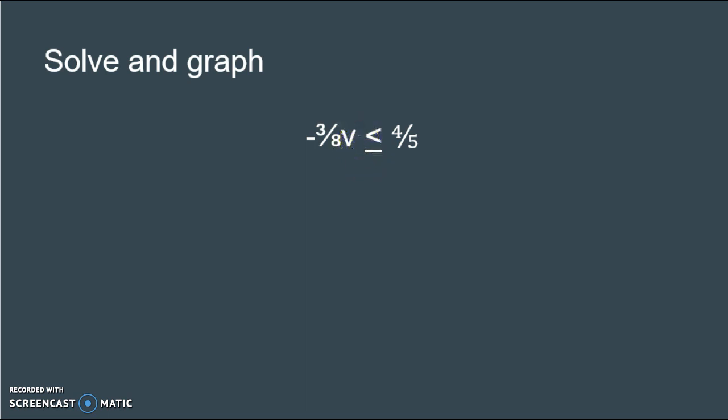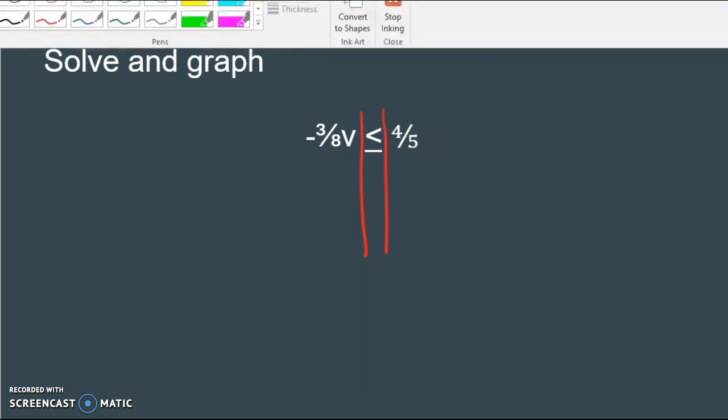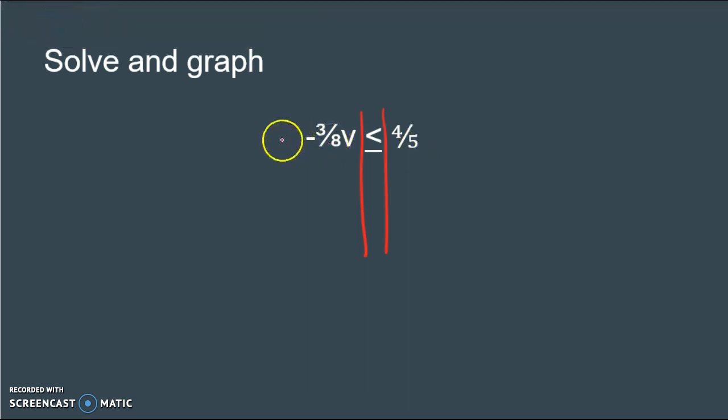Over here, I need to solve and graph this equation. So I'm going to put my train tracks, divide. Actually, there's two ways you can think about this. One way is dividing, but the other way that I like to do it is multiply by the reciprocal. My reciprocal is going to be negative 8 over 3.